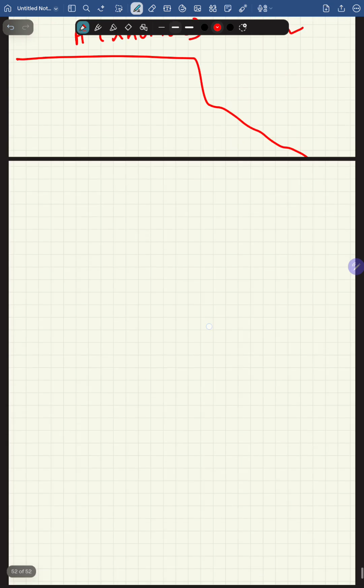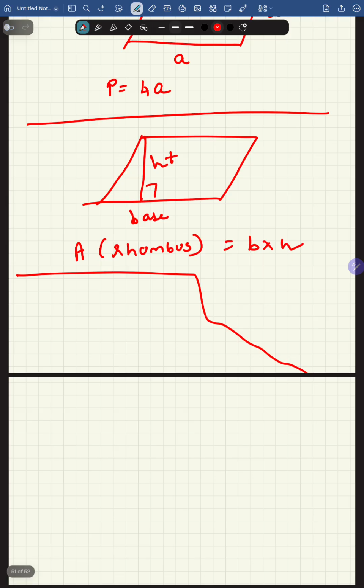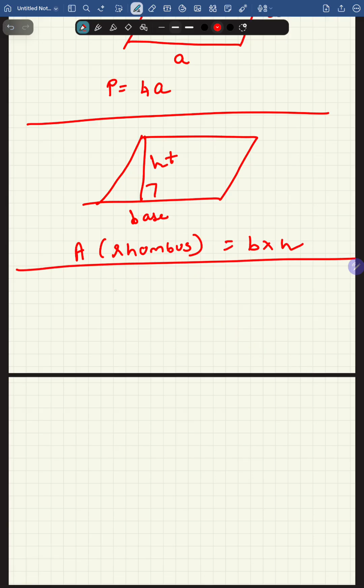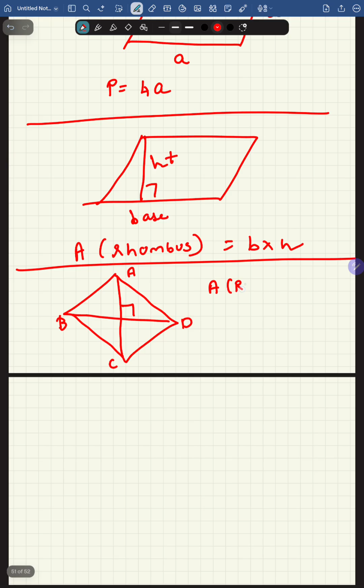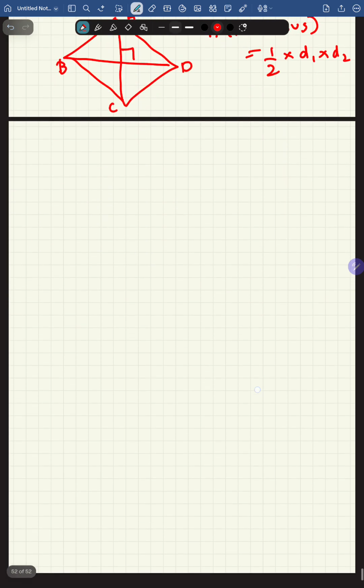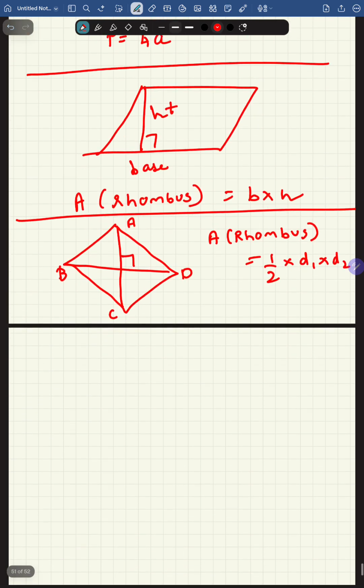Also, when diagonals are given, remember that the diagonals of a rhombus are perpendicular bisectors of each other. Therefore, the area of a rhombus is half into d1 into d2, diagonal 1 into diagonal 2. Please don't forget these general formulas for the area of a rhombus. Chalo, let's get started.